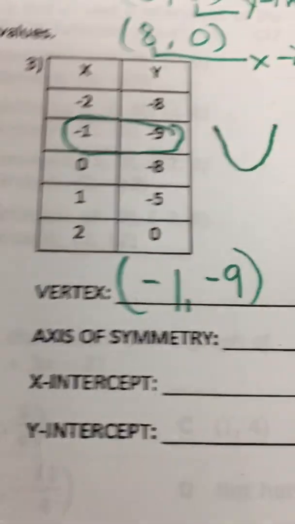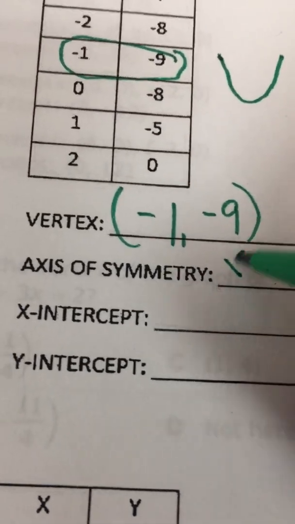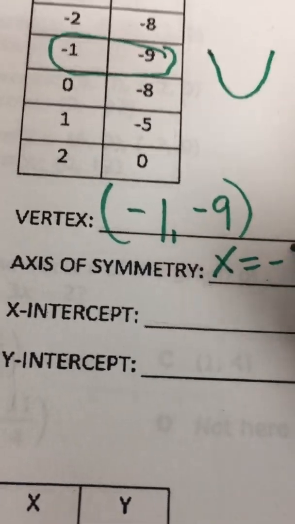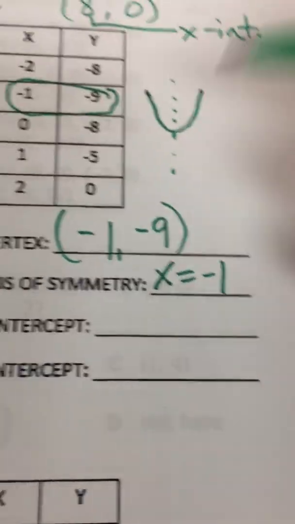And put parentheses around it. It's an ordered pair. The axis of symmetry, that's my x number. The line goes right through that number, so x equals negative 1. That's the equation of that vertical line that goes right down the middle.